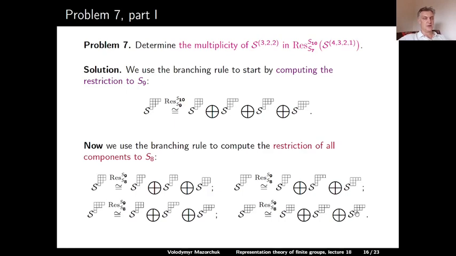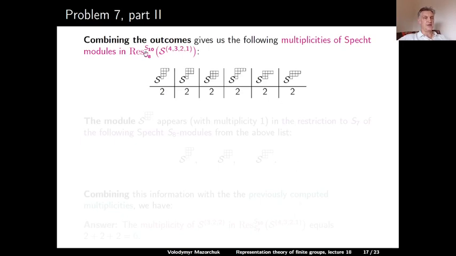So if we collect this together, then the restriction of the original Specht module S(4,3,2,1) to S8 is a direct sum of the following Specht modules with the following multiplicity. S(3,2,2,1) has multiplicity 2, then we have S(3,3,1,1) with multiplicity 2, and the same multiplicity 2 we have also for S(3,3,2), S(4,2,1,1), S(4,2,2), and S(4,3,1).